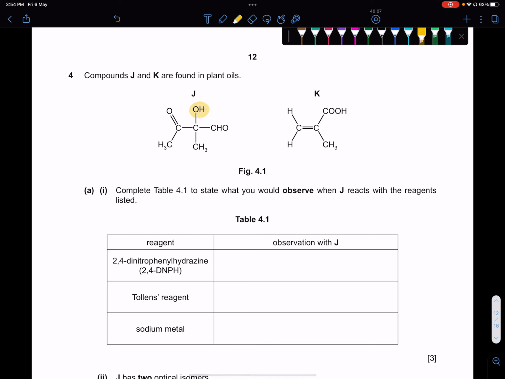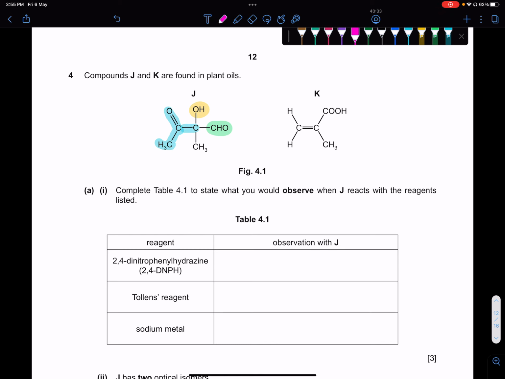There is a hydroxy group, which means it's an alcohol, and it is a tertiary alcohol. The carbon atom that is bonded to the OH group is bonded to three other carbon atoms. Tertiary alcohol. Do you remember that, right? And it has a CHO group, an aldehyde, and it is also a ketone. This carbon, which is double bonded to an oxygen, is bonded to two carbon atoms. So this is also a ketone.